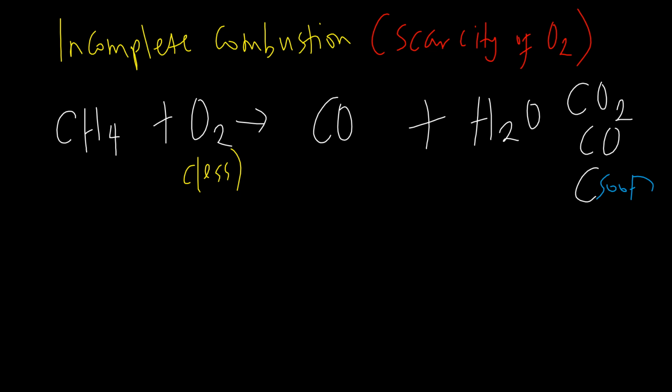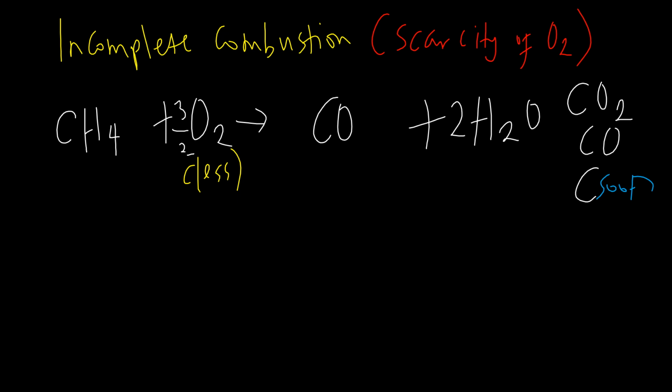If I wanted to balance this, then let's give that a try. Carbon on one side, carbon on one side, that's all good. You have two hydrogens on the product side, but you have four on the reactant side. So I'm going to go ahead and put a 2 over here. So carbon is balanced, hydrogen is balanced, but then the oxygen is not balanced because you have 3 oxygens on the product side, but you only have 2 on the reactant side. So to combat that, I will do 3 over 2 in front of the oxygen.